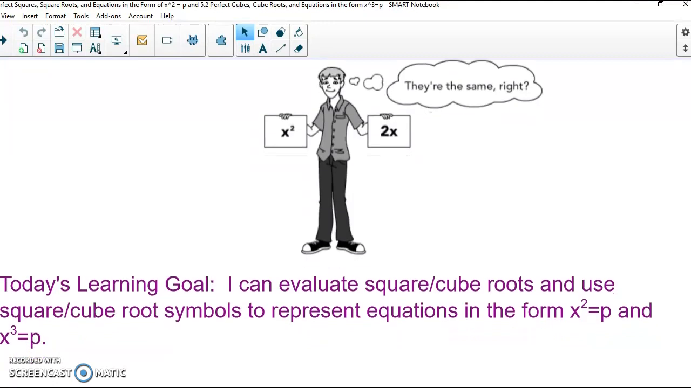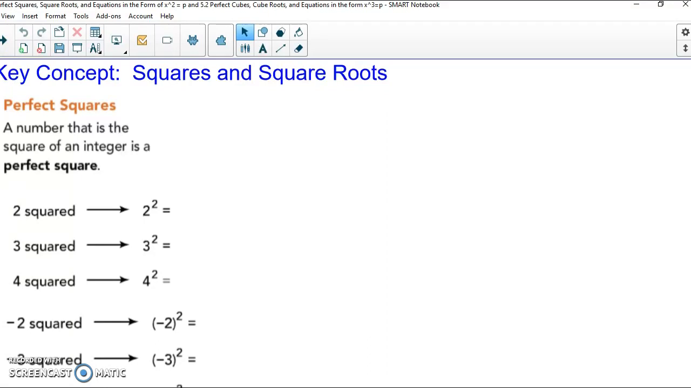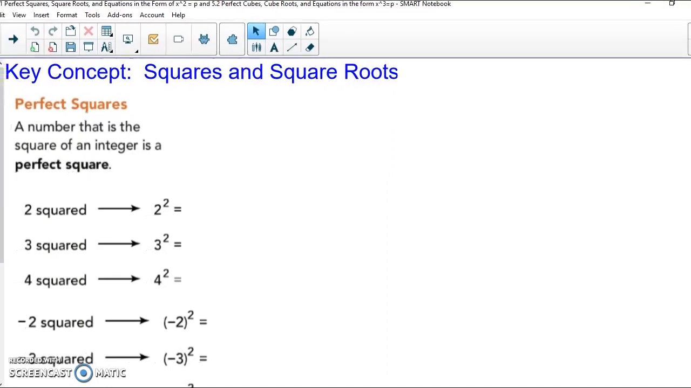So today's learning goal is to evaluate square roots and cube roots and use square roots and cube roots symbols to represent equations. So we're going to write these equations in the form of x squared equals p and x cubed equals p. So I know you're already wondering what in the world cubed means and what cubed roots are, so let's check it out.